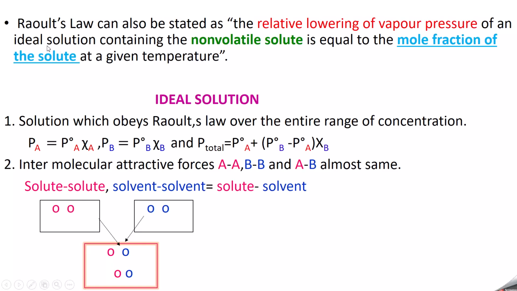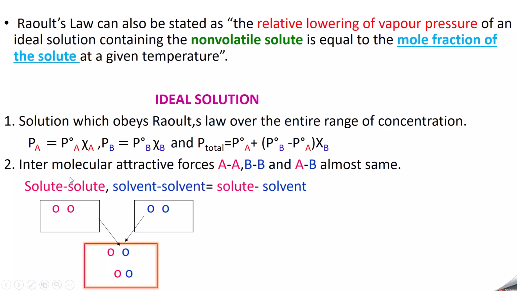So what do you mean by an ideal solution? An ideal solution should satisfy the following. The first one: the solution which obeys Raoult's law over the entire range of concentration can be taken as an ideal solution. That means Raoult's law, PA is equal to P naught A XA, PB is equal to P naught B XB, and there are two expressions for the total pressure. Both the expressions should be satisfied by the solution, and the graph also should be satisfied. Then the solution is taken as an ideal solution.